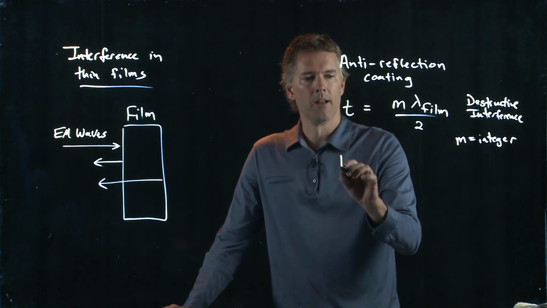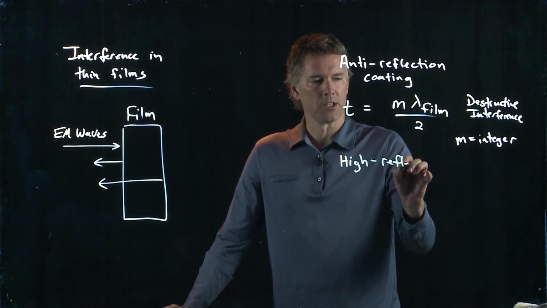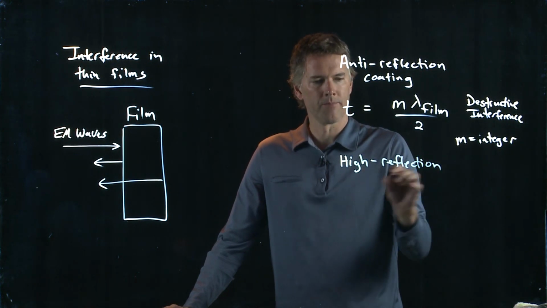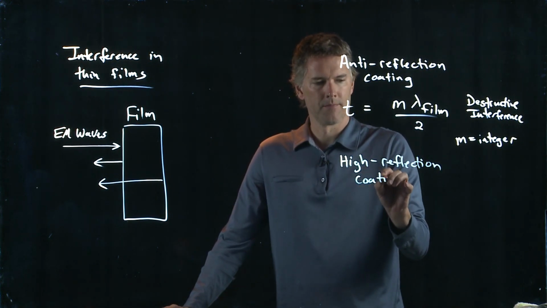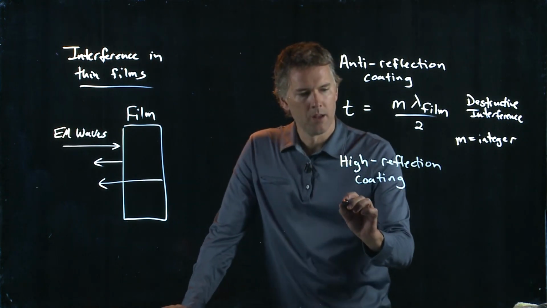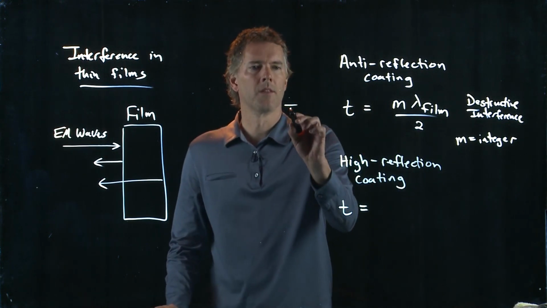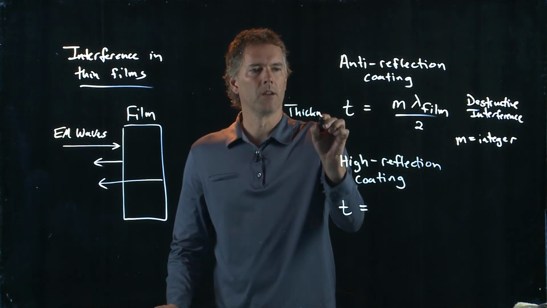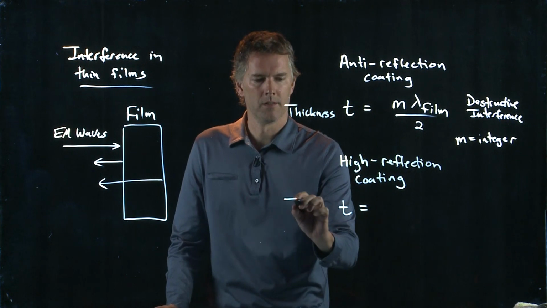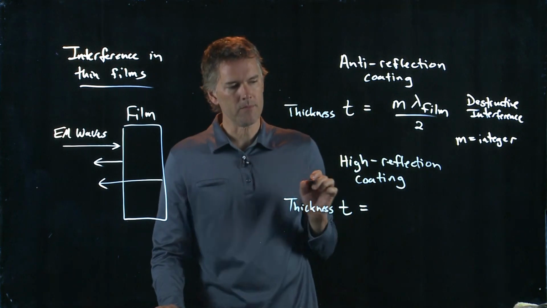And let's look at the opposite case, which is a high reflection coating. Okay, and for that high reflection coating, the thickness. Mark, you're writing over the superimposed image. Okay, you can take it off for a second, and we'll put it back in just a minute.